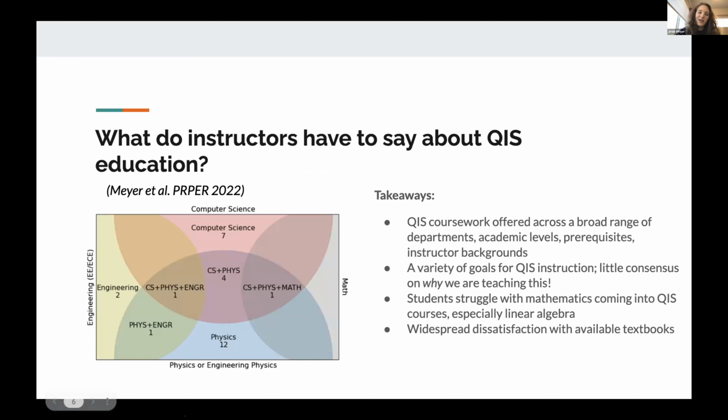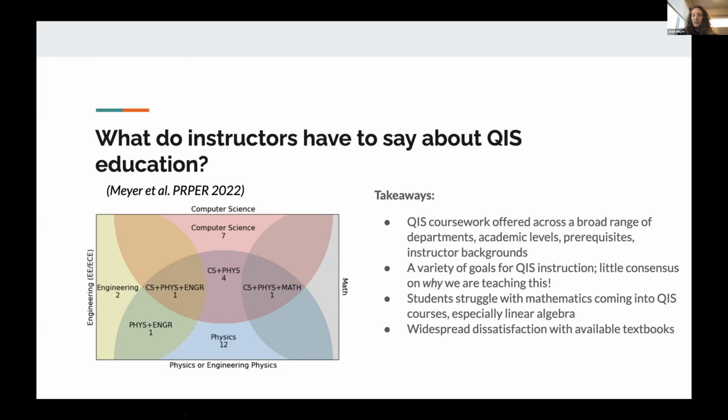So next, we had a survey, again, back in 2021 to 2022, asking, what do instructors have to say about quantum information science education? And a whole bunch of interesting takeaways came from this initiative. We found, unsurprisingly, as many of you can probably guess, that this quantum information science coursework is offered across a broad range of departments, academic levels, like undergraduate to graduate. We did not specifically look at high school, though there are colleagues of ours who are doing so. Prerequisites and even instructor backgrounds.